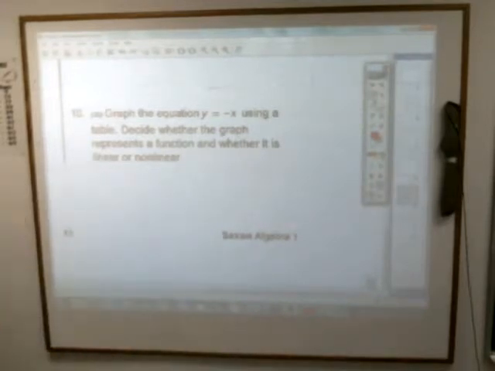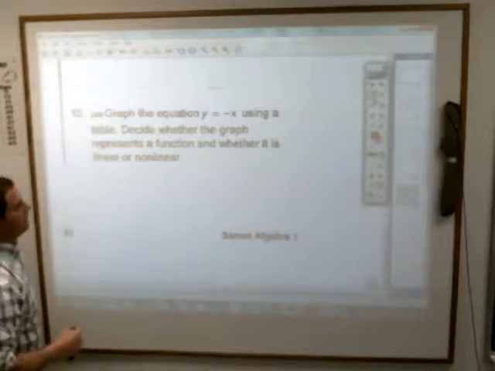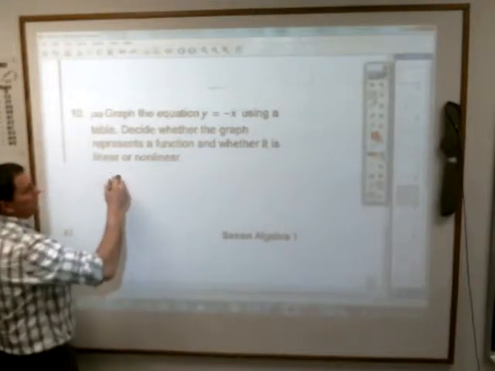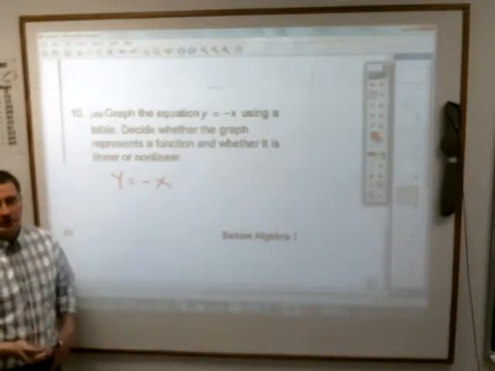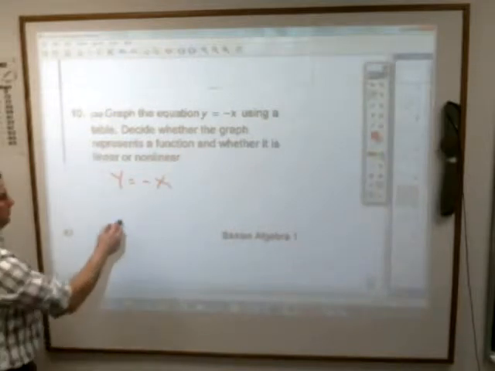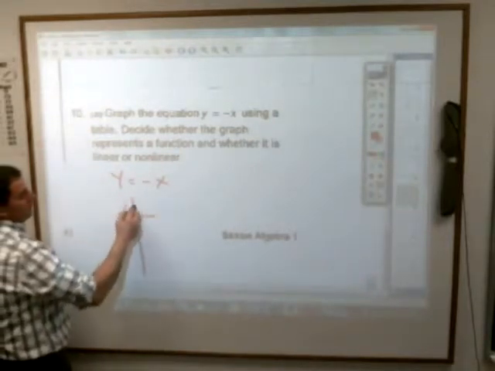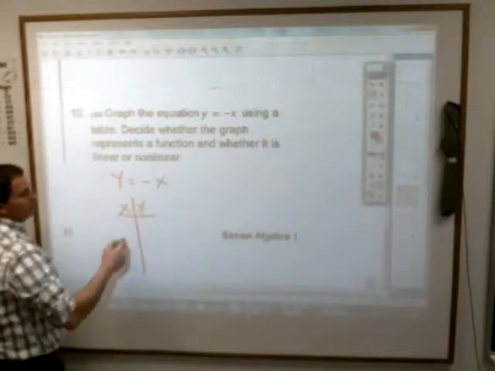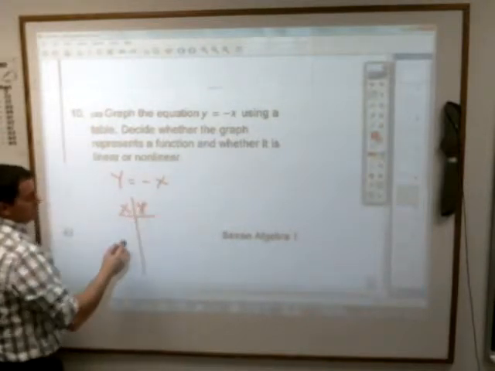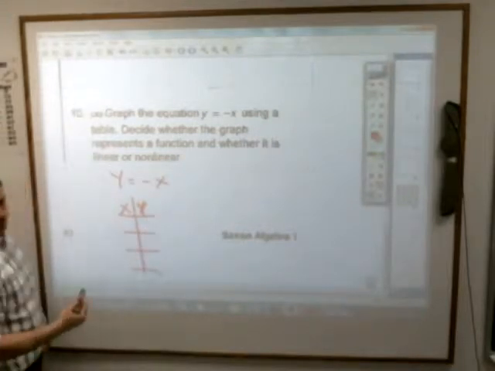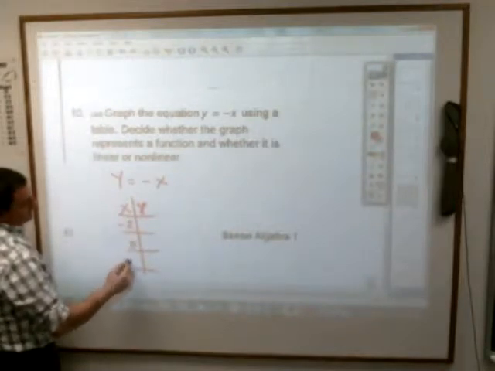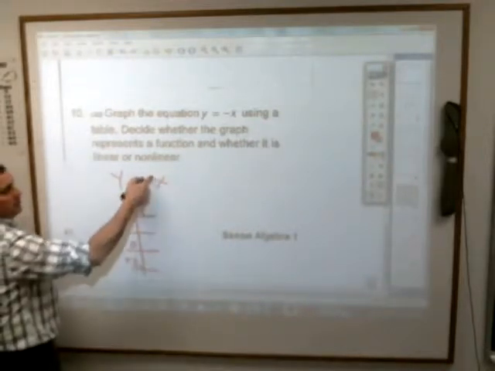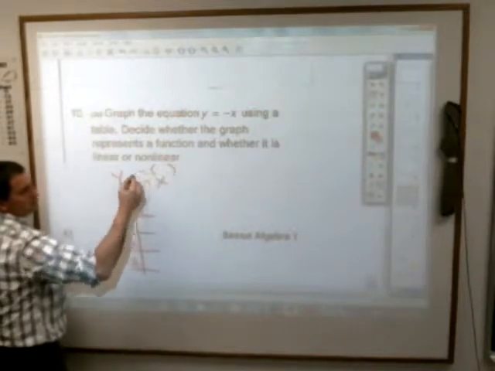Graph the equation y equals negative x using a table. Decide whether the graph represents a function and whether it is linear or non-linear. So basically they ask you to do this, y equals negative x. When you do a table, that is the oldest-school way to do it. You get to pick your x and y values, and there's no rhyme or reason to your x ones other than to try to make it simple on you. So I always try to pick a couple, maybe -2, 0, and +2. You're putting those in for the letter x, so I would put a parenthesis so you don't get confused.